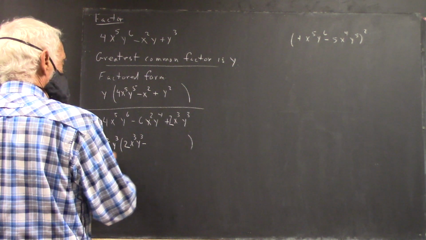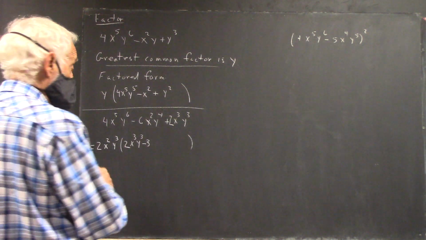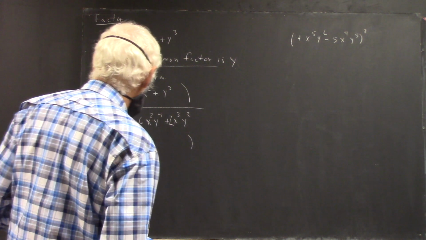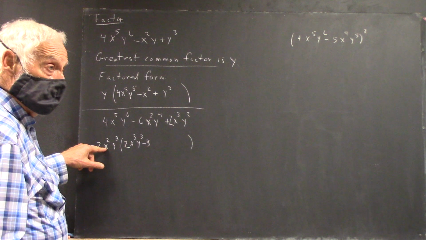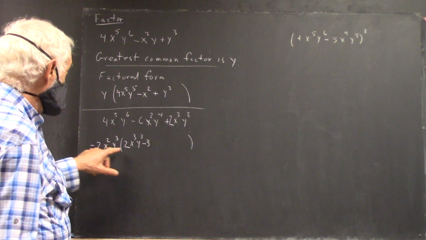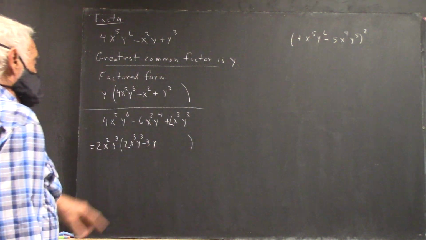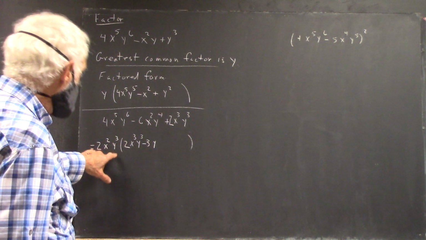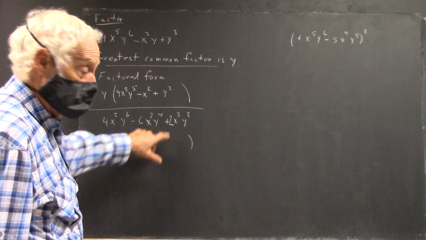Then, we got a 2, we need a -6, so we better have a -3. This 2 times -3 will give us a -6. We've already got x squared, so we don't need any more x's. Then we've got y to the 4th. We've got y cubed, so all we need is a y. Multiply -3y by 2x squared y cubed, I get -6x squared y to the 4th.